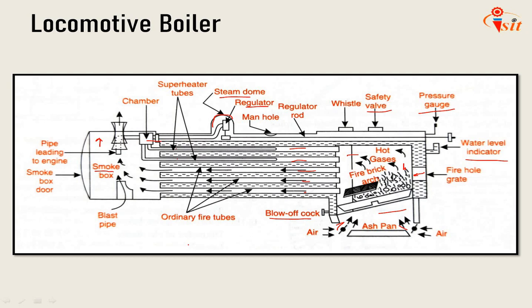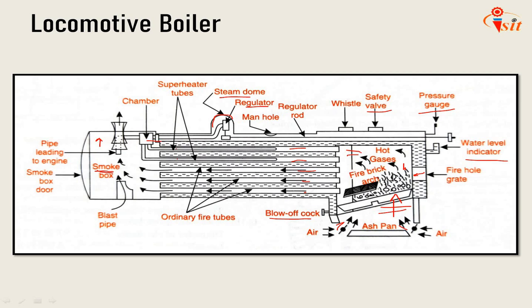The locomotive boiler consists of a cylindrical barrel with a rectangular firebox at one end and the smoke box at the other end. The coal is introduced through the fire hole into the grate, which is placed at the bottom of the firebox. The hot gases which are generated due to burning of coal are deflected by an arc of fire bricks so that the walls of the firebox may be heated properly.